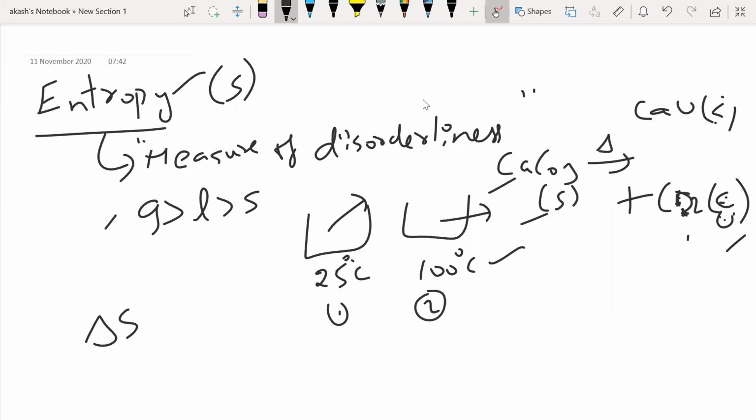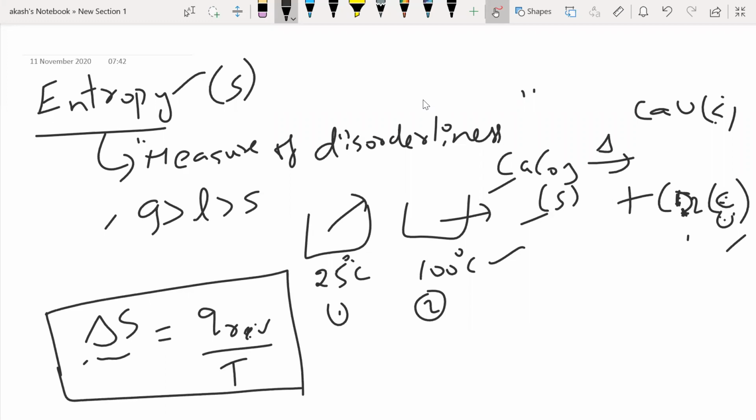Is that okay? Right, now there is a definition. I'm going to give you a mathematical definition. So the mathematical definition of delta S goes like this. Delta S is equal to Q reversible divided by T. Q is the heat, right? REV represents reversible, and T is the temperature in Kelvin, absolute temperature. So this is the mathematical definition of delta S.